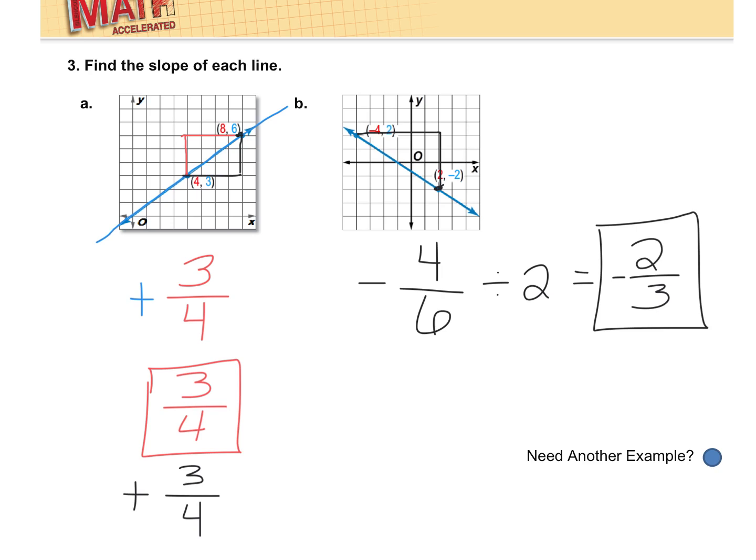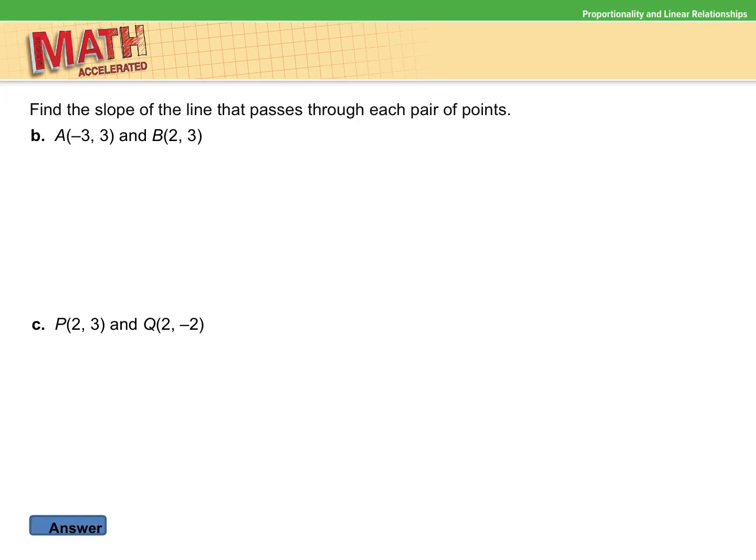Questions on how to read it from a graph? If I started at negative 4, 2 up here, where do I go first? I still do my rise, which is still 4, and then my run. You still do the same order. You're first either going to go up or down, and then you're going to go left or right. It always has to be in that order. What if we're given just the coordinates and no graph?